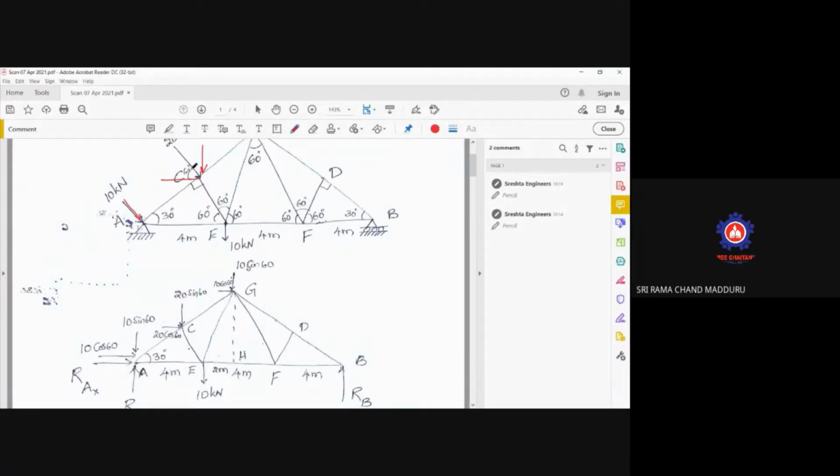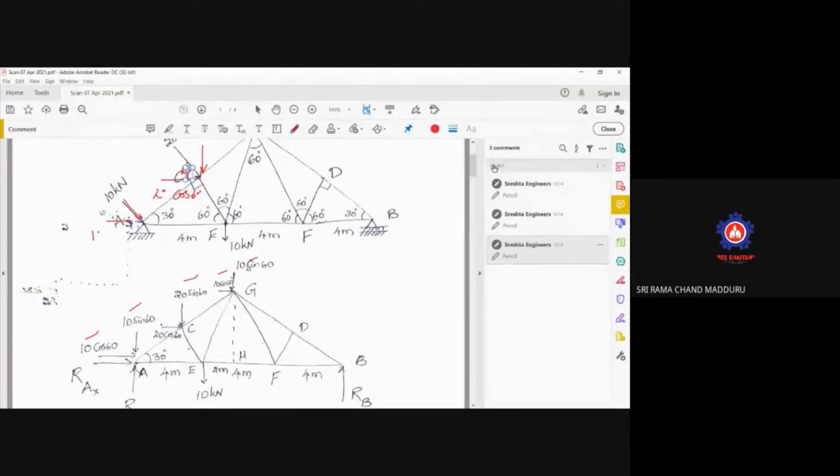So this angle here is 60 degrees. As it is 60 degrees, this will be 20 cos 60. And here also 10, so we have resolved them: 10 cos 60, 10 sin 60. And this is 20 sin 60, 20 cos 60, 10 cos 60, 10 sin 60.